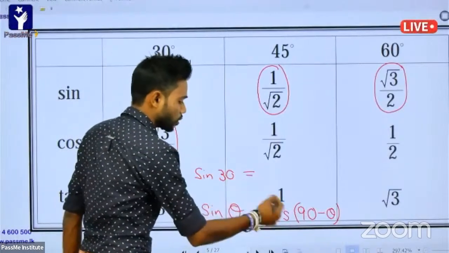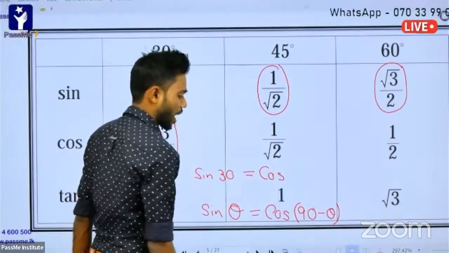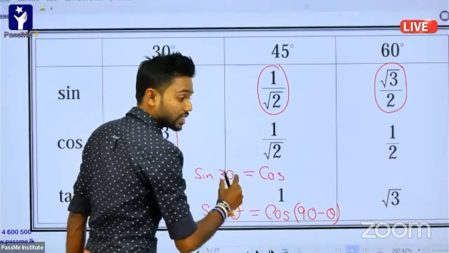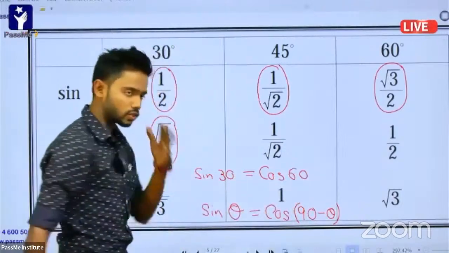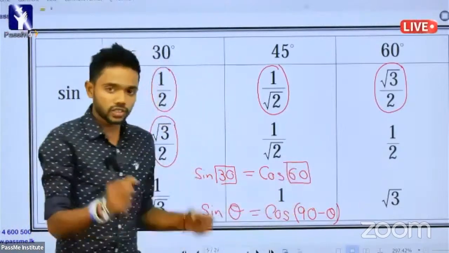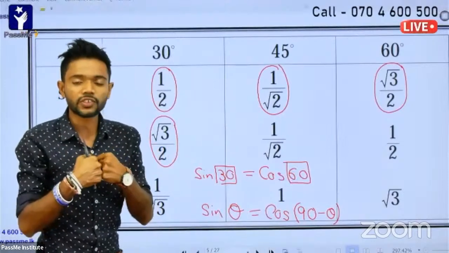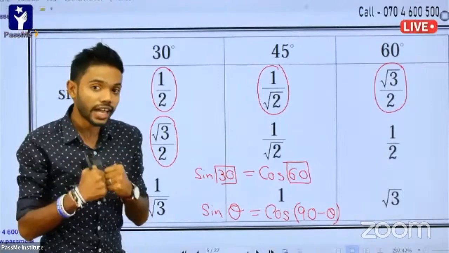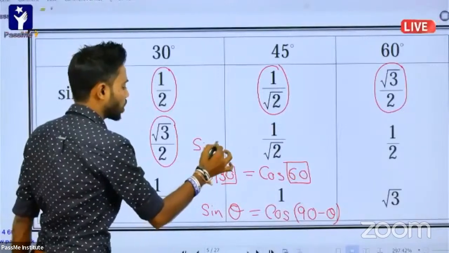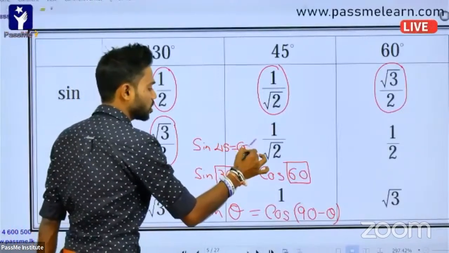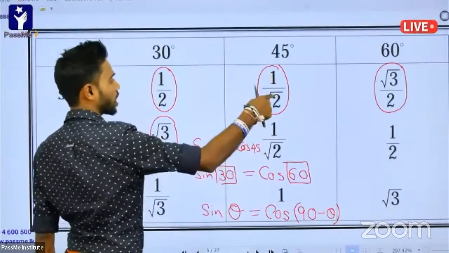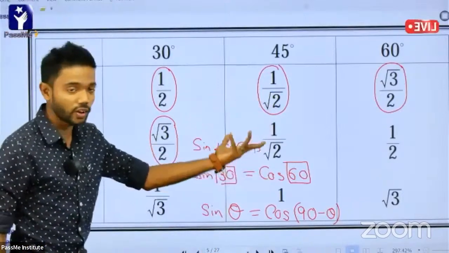Now, by using this equation, cos of which angle? 90 minus theta, so 90 minus 30 here should be 60. So the two angles, if you add them together, will equal 90 degrees. If this is sine 30, the cos value should be for 60. If this is sine 45, it should equal cos of the angle that makes the two add up to 90, which is again 45. That is why cos 45 and sine 45 are equal: 1 over root 2, 1 over root 2.